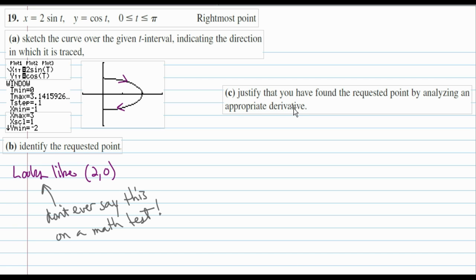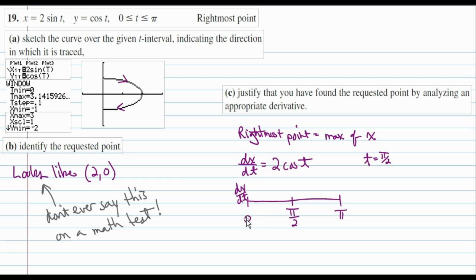Now let's justify that. Let's make sure that 2, 0 is in fact the rightmost point. Well, the rightmost point is going to be a maximum of x. So we're going to take the derivative of the x parameter and use what we learned back in chapter 4 to find a maximum. 2 cosine of t is going to be 0, so the critical value is t is pi over 2. Now we only want that to happen between 0 and pi. Those are our t parameters, and here's our pi over 2, our critical value.